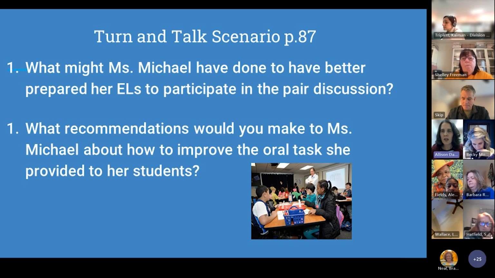So I'm seeing some of the same scaffolding that we talked about in the previous session: giving frames, role playing, having a chance to rehearse, maybe given some written notes or a chance to take notes. Is there anything about the task itself? Does anyone have any thoughts on that task? I think the task was just share one way that Native Americans helped colonists.